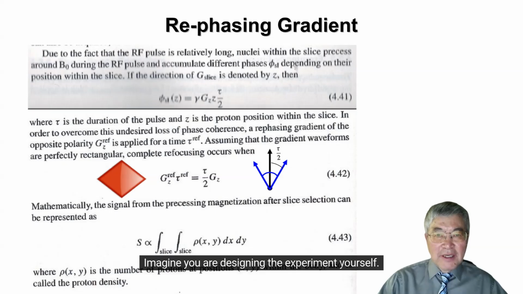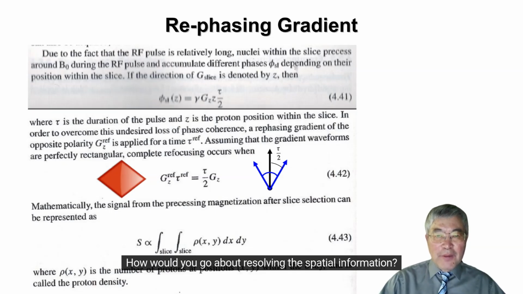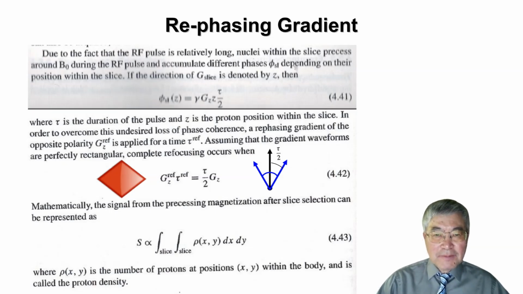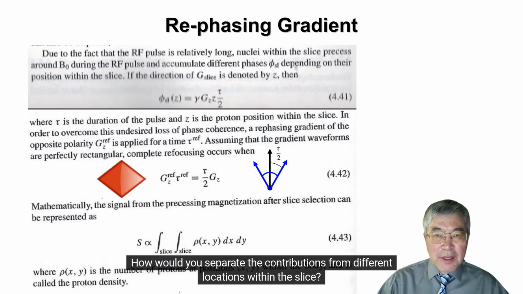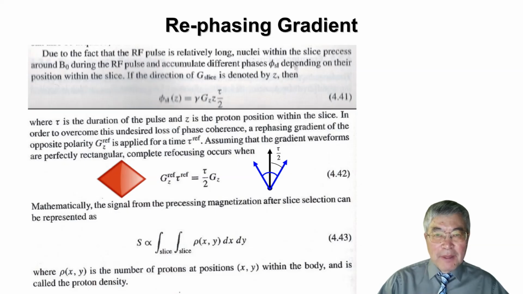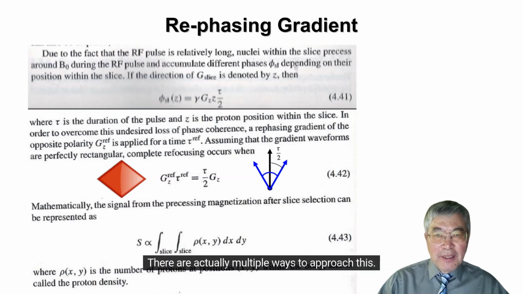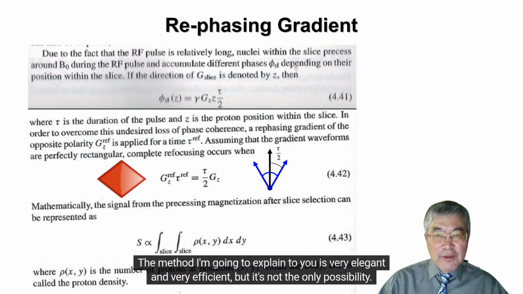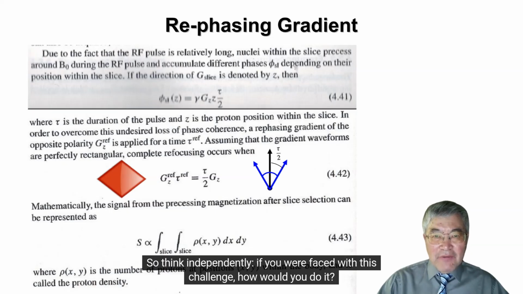Imagine you are designing the experiment yourself. How would you go about resolving the spatial information? How would you separate the contributions from different locations within the slice? There are actually multiple ways to approach this. The method I'm going to explain to you is very elegant and very efficient, but it's not the only possibility. So think independently. If you were faced with this challenge, how would you do it?